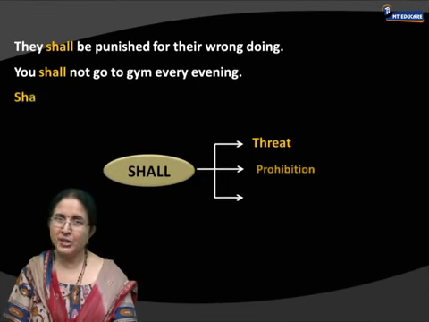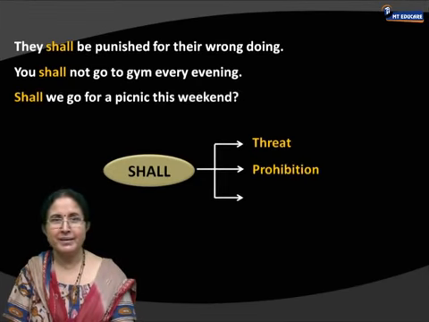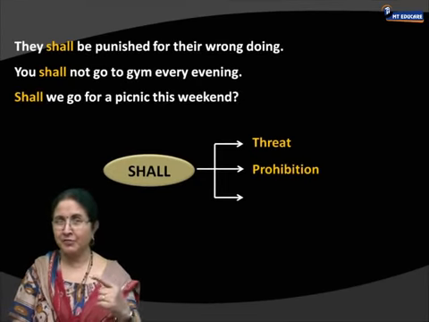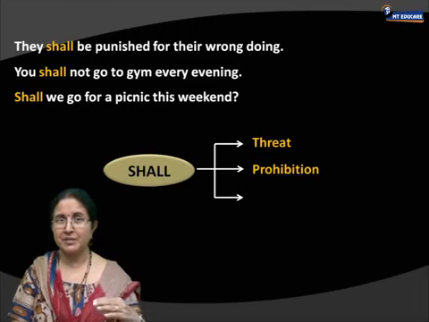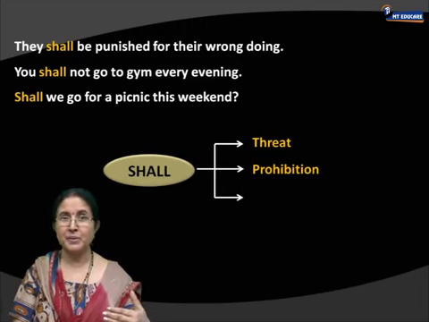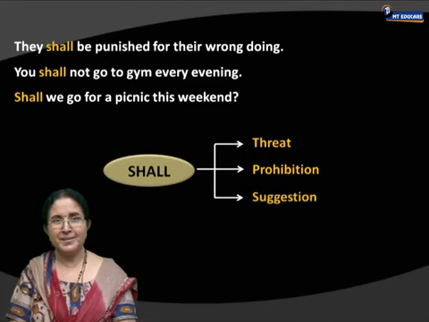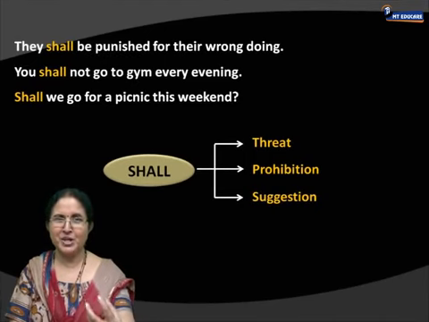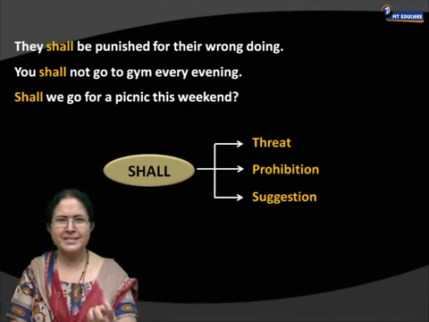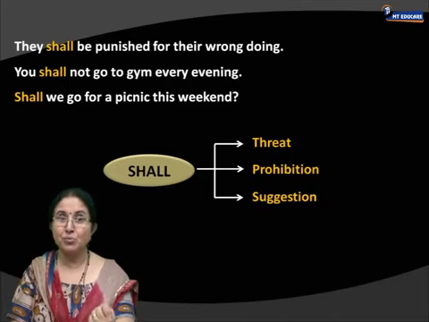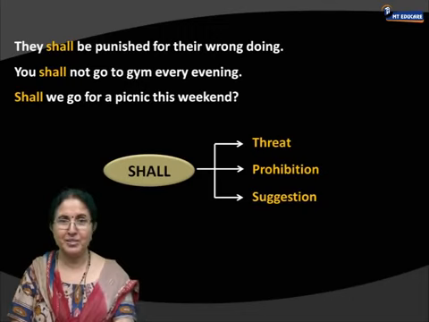Okay, third, shall we go for a picnic this weekend? The very word shall gives three different moods. Just see, first is threat, second is prohibiting someone, banning someone, third is shall we go for a picnic? Lovely suggestion. So see the magic of this word, shall. This actually, my dear children, is a helping verb, but it tells the mood of the verb. That is why it is a modal auxiliary with three different functions.